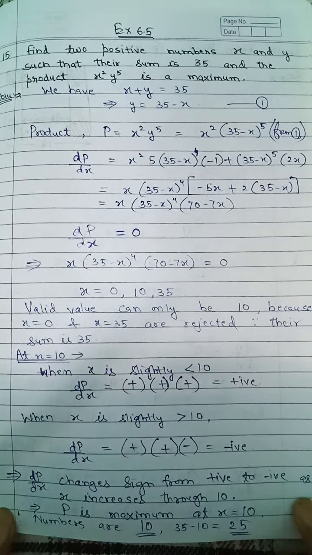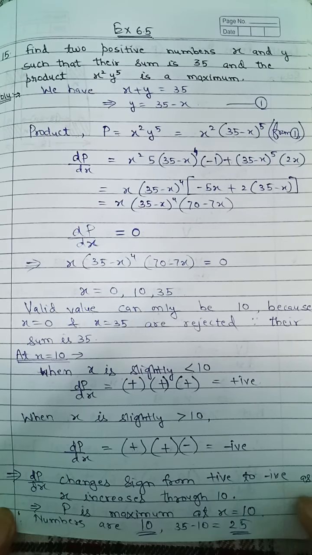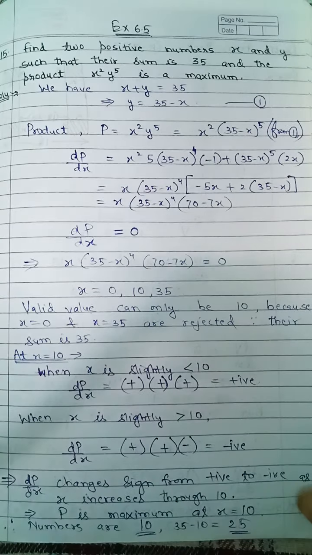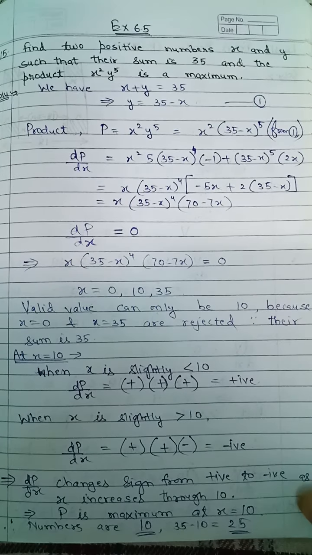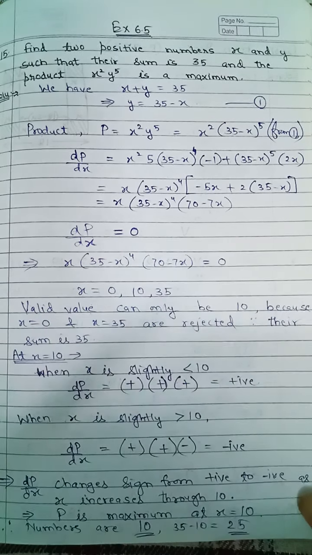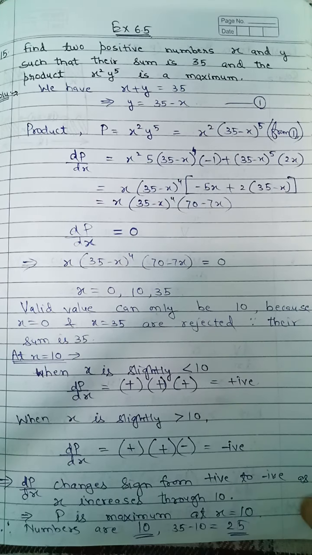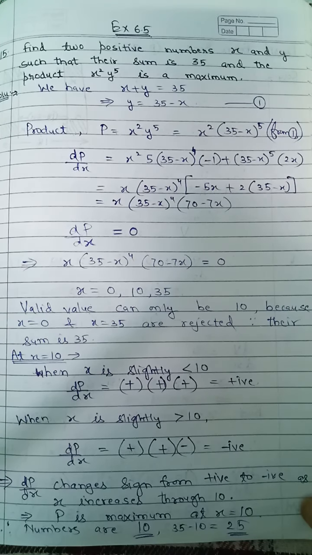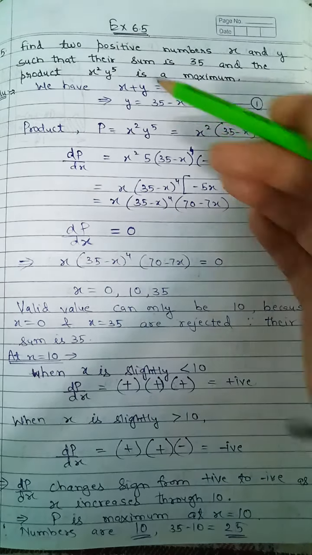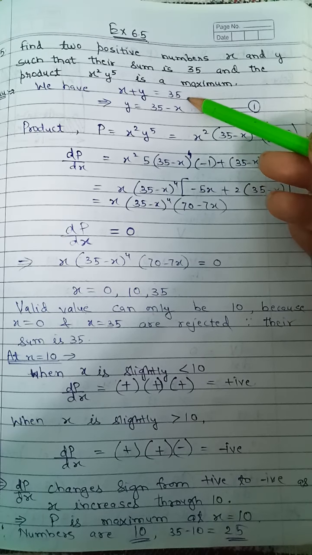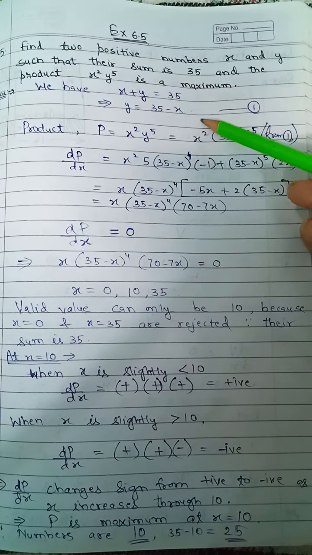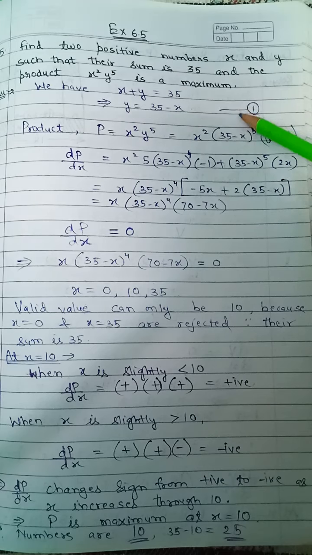So here is question number 15 of exercise 6.5, which says find two positive numbers x and y such that their sum is 35 and the product x square y to the power 5 is a maximum. So we are supposed to find two numbers whose sum is 35. Let us assume the two numbers to be x and y. Their sum is 35, so y will be 35 minus x. So this is our first equation.